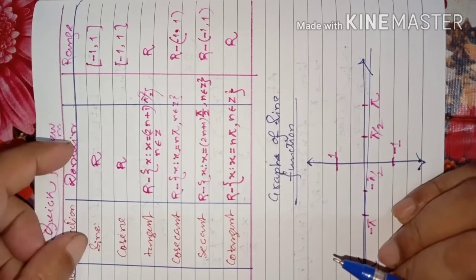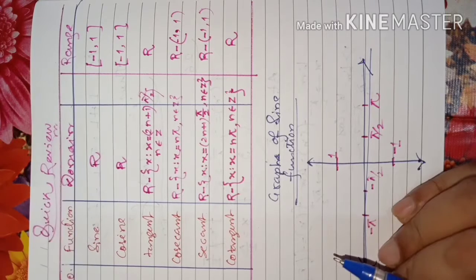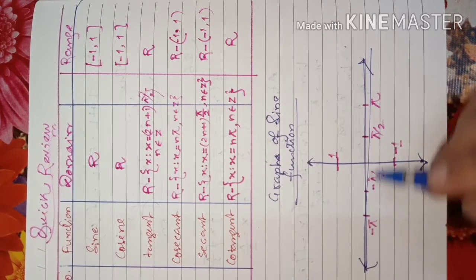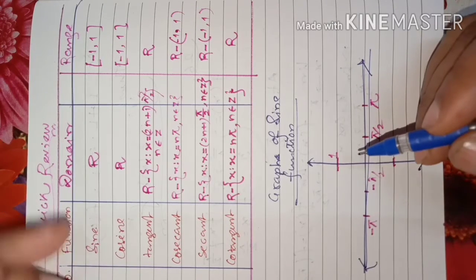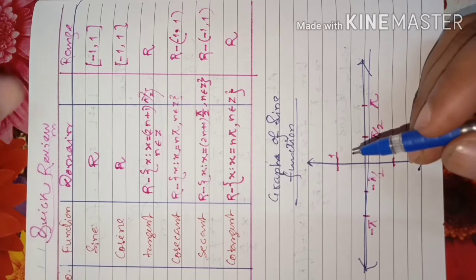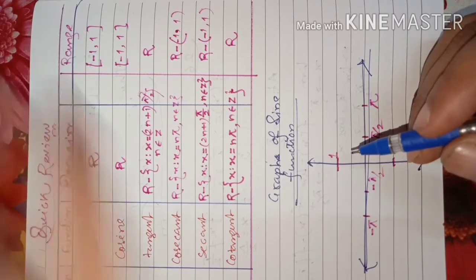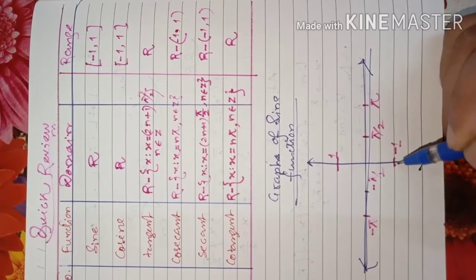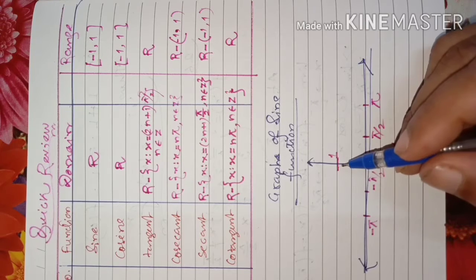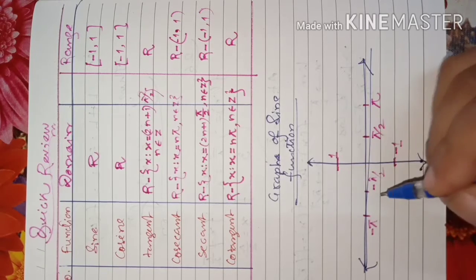Sine function, its domain is the set of real numbers. For any real value there is a value of the sine function. It is between -1 and +1. That means it will neither go below -1 nor go above +1. So it is like this.